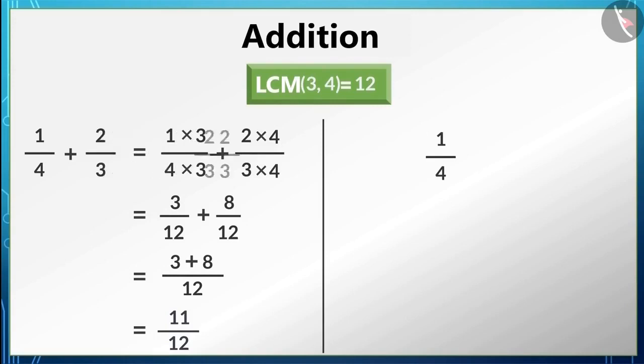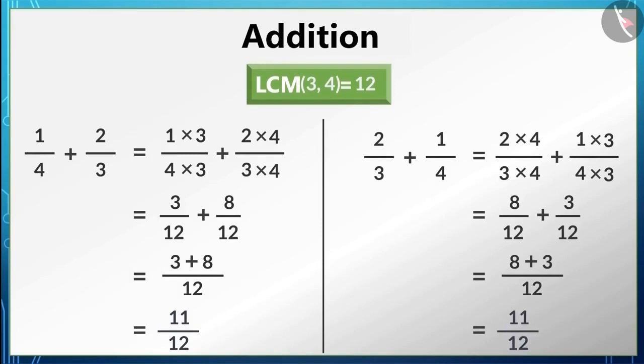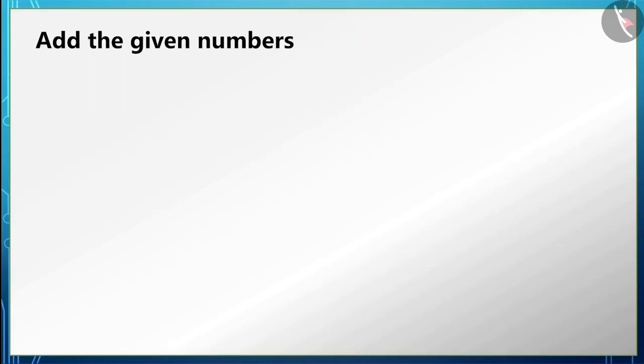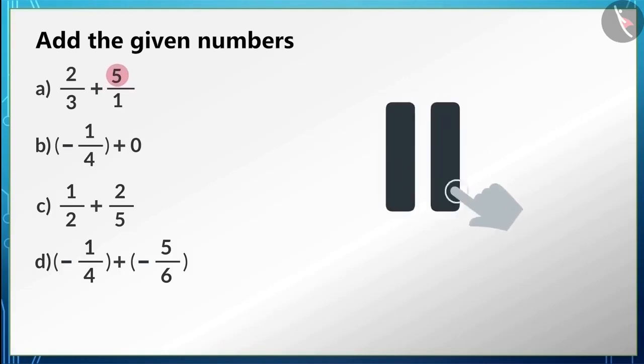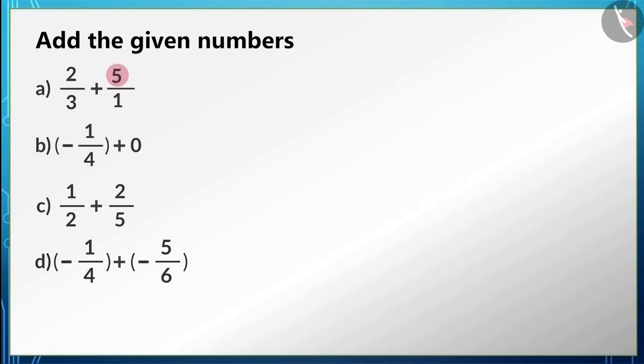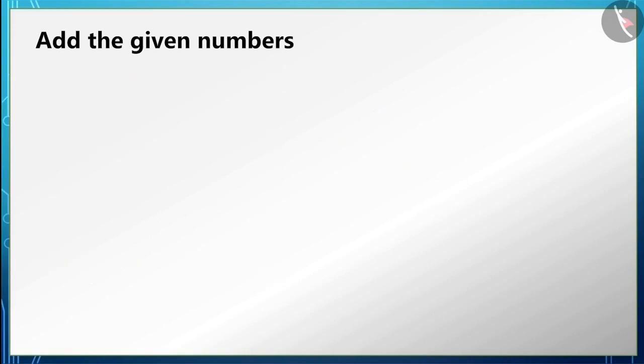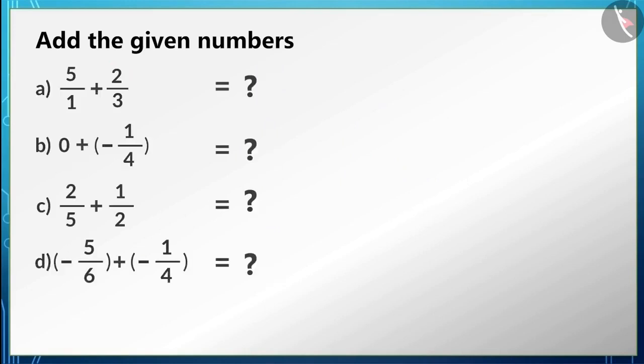Now let's change their order and again add them. We will see that the answer will still be 11 by 12. Children, now you add the numbers given on the screen in this order. Keep in mind that the number 5 in the first question here can also be written as 5 by 1. Pause the video and solve these questions and write the answers. These are the results. Now change the order of these numbers and add them again.